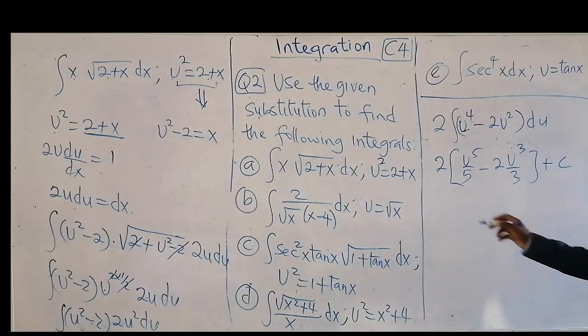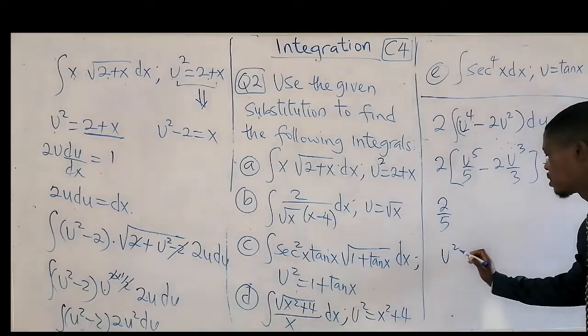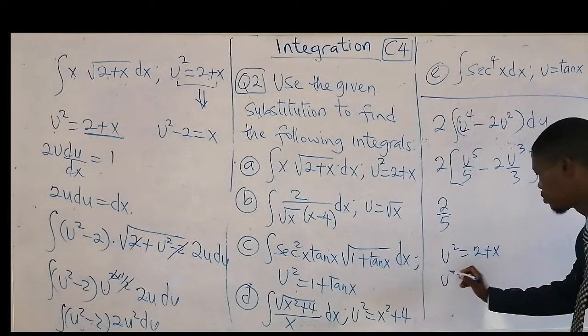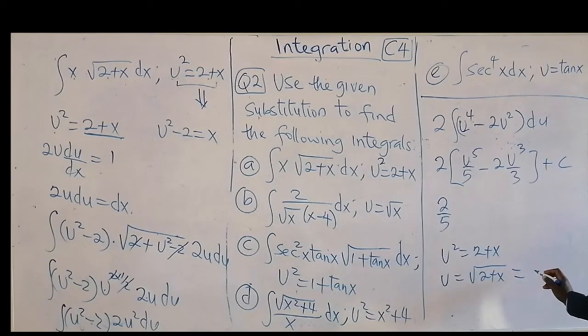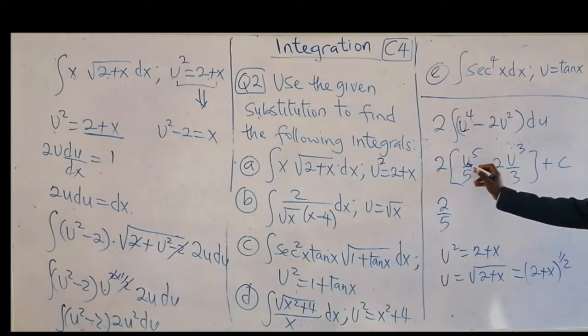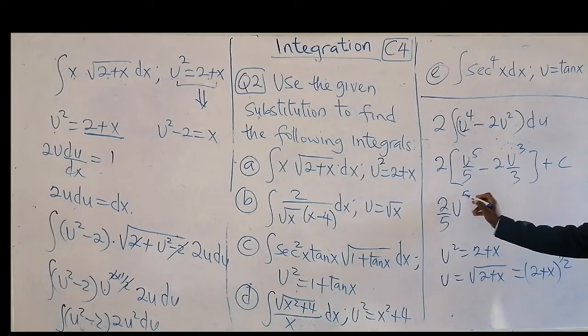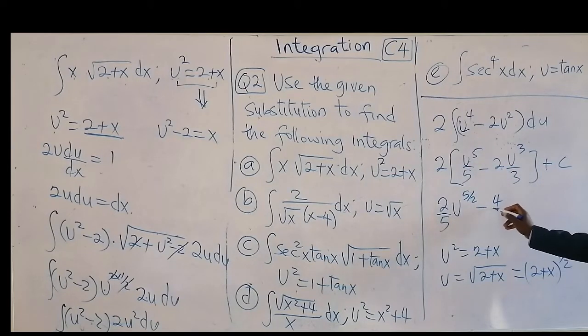To open the brackets, that was 2 over 5. So don't forget, u squared is equal to 2 plus x, okay? So u is equal to the square root of 2 plus x, which is the same as 2 plus x to the power half. So this one will become, times the power 5, u to the power 5 over 2, minus 2 times this, that's 4 over 3, this one also will become u to the power 3 over 2, plus c.